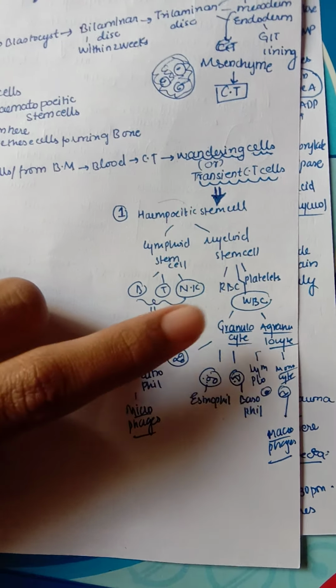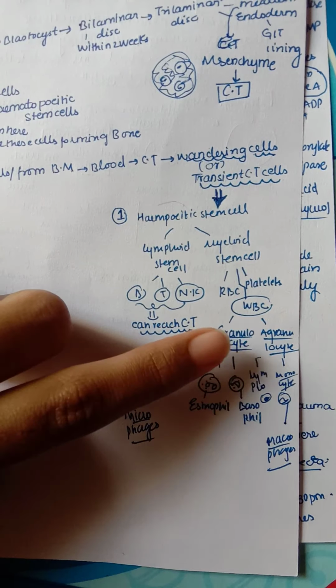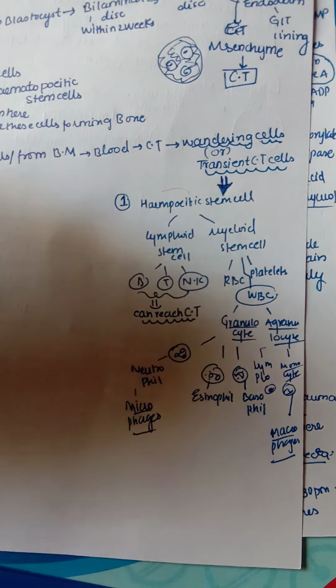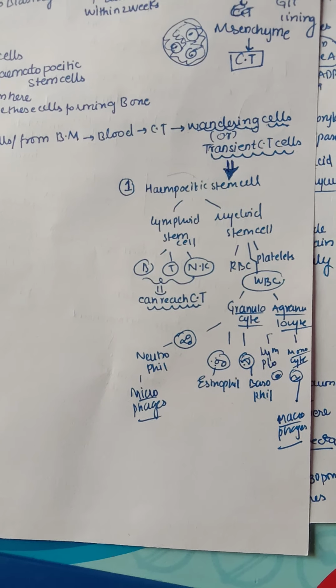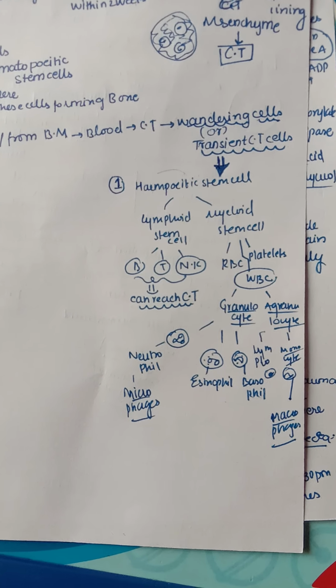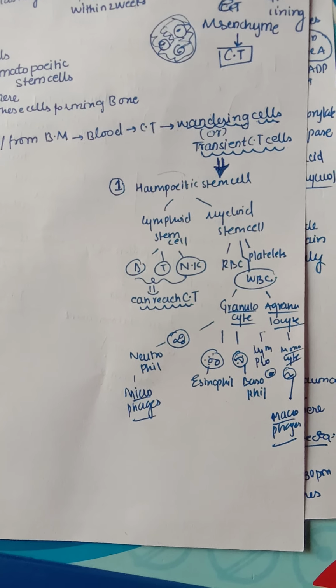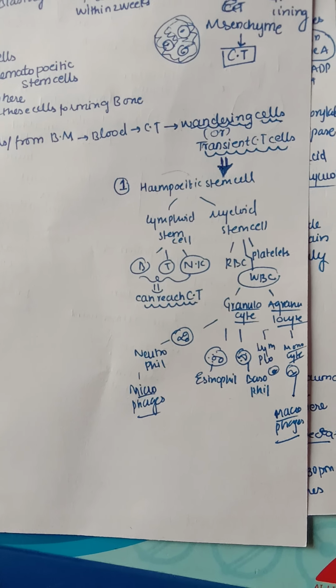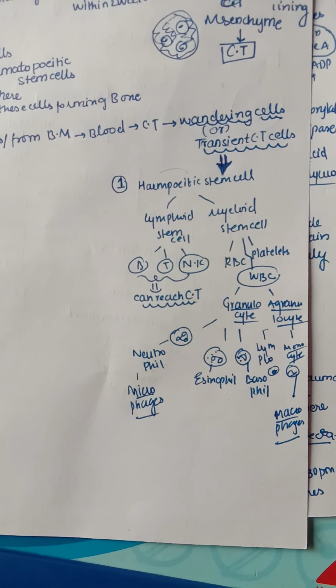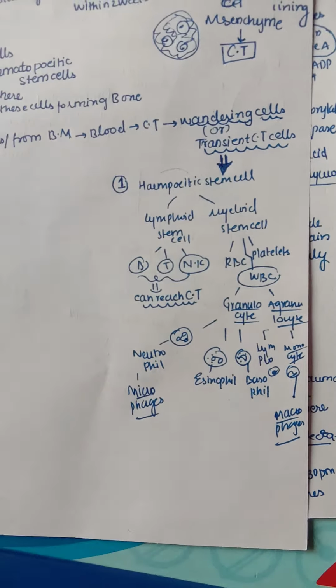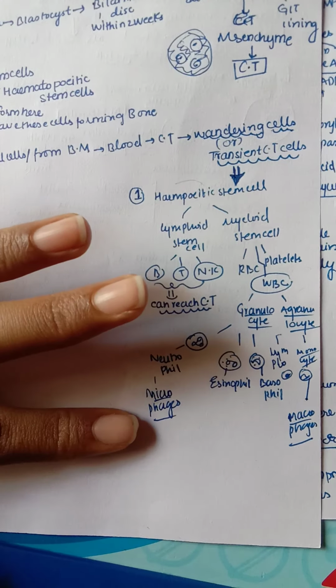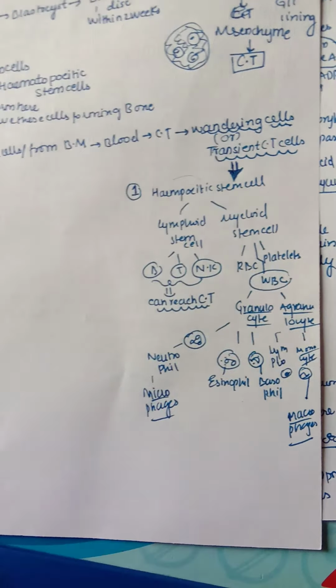And the myeloid stem cells are nothing but RBC, WBC, and platelets. We know WBC are further divided into granulocytes and agranulocytes. Actually both have granules, but in agranulocytes we can't see the granules clearly, so it is named agranulocytes. The granulocytes are further divided into neutrophils, eosinophils and basophils, we know this. Neutrophils are also known as microphages because they can engulf microparticles.